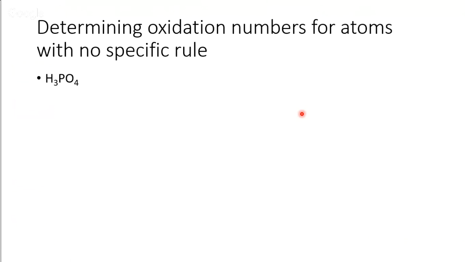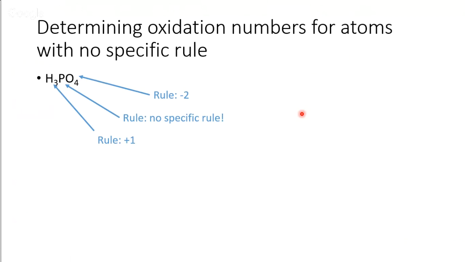Let's start by looking at phosphoric acid. Is there a rule for hydrogen? Yes. For hydrogen in a compound, the oxidation number is +1. Is there a rule for phosphorus? No, there's no specific rule for phosphorus. And then is there a rule for oxygen? Yes. For oxygen in a compound, other than a peroxide, the oxidation number is -2.